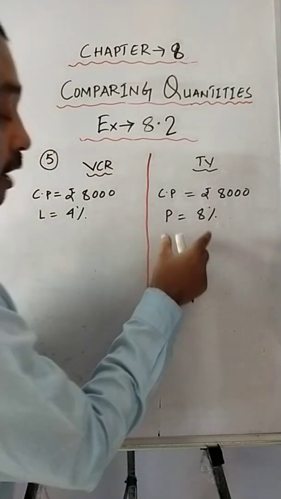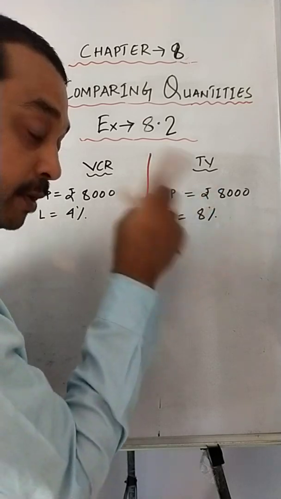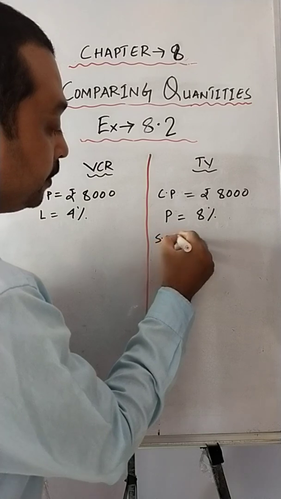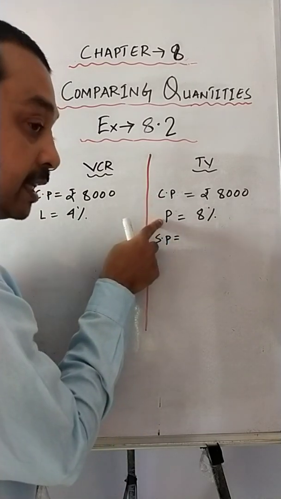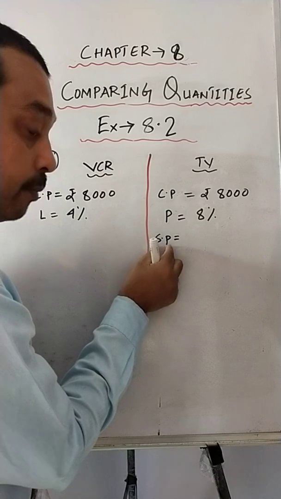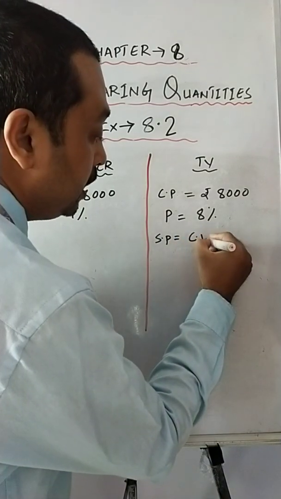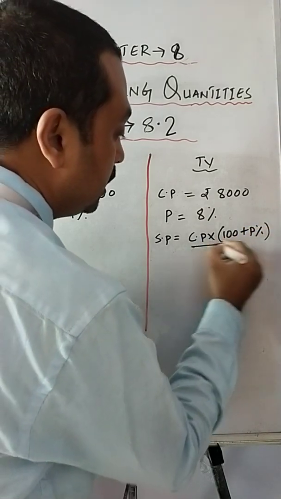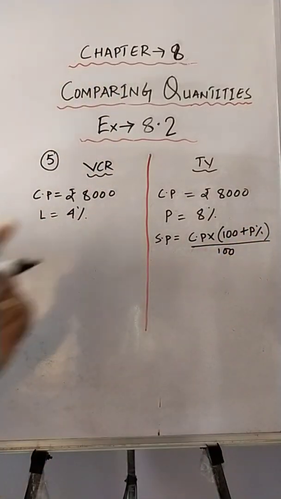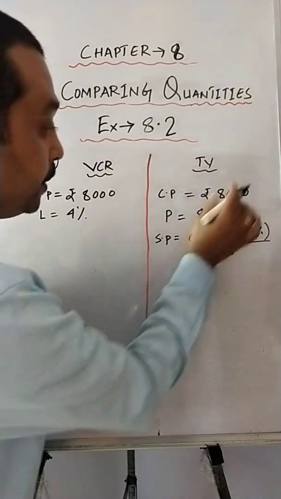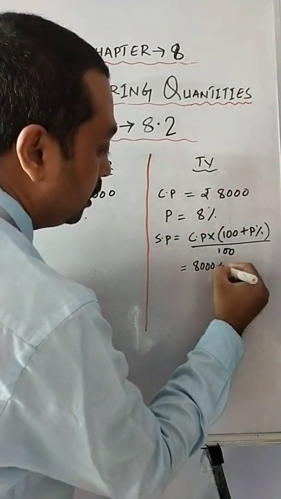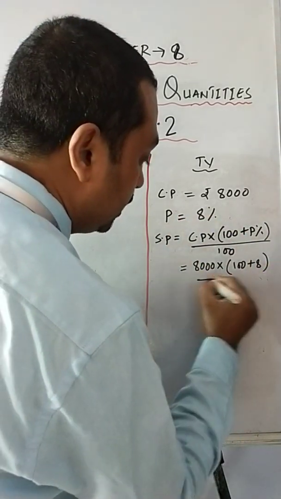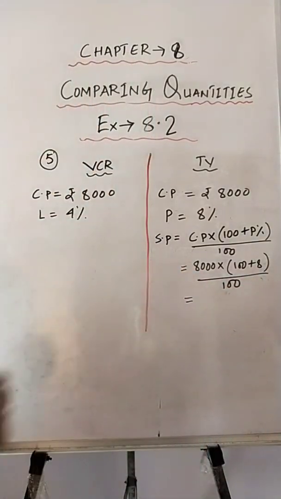Fine. So let me start with this TV. So in my previous video, we have already learned what will be the formula of SP. That means when cost price and profit percent is given, this formula of SP is what? CP into 100 plus profit percent upon 100. Isn't it? Now, what is CP? 8,000. 100 plus what is profit percent? 8. So we are only supposed to write 8 here. And then we are supposed to divide it by 100.